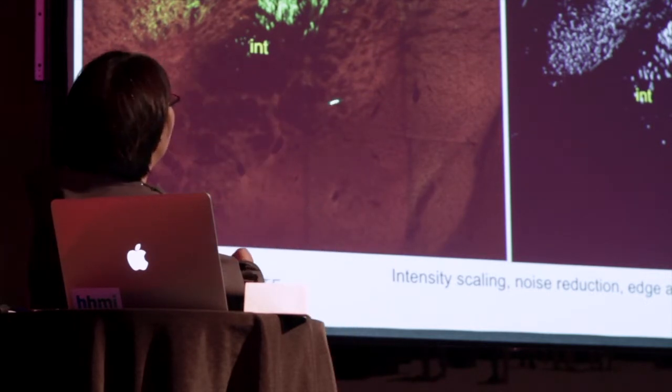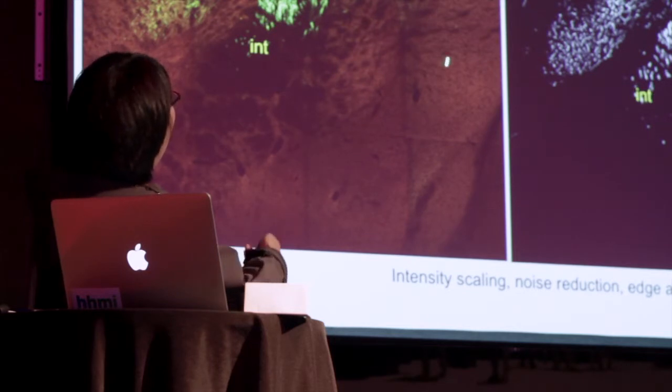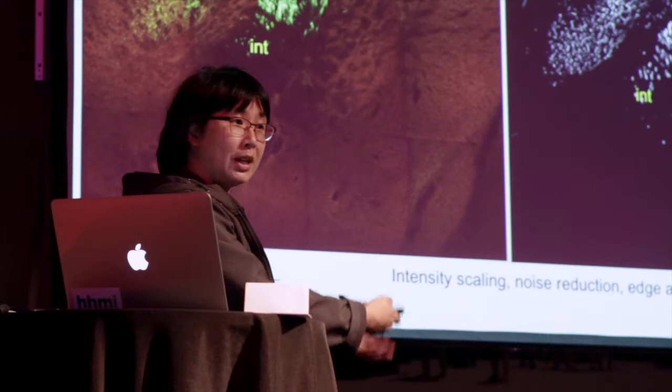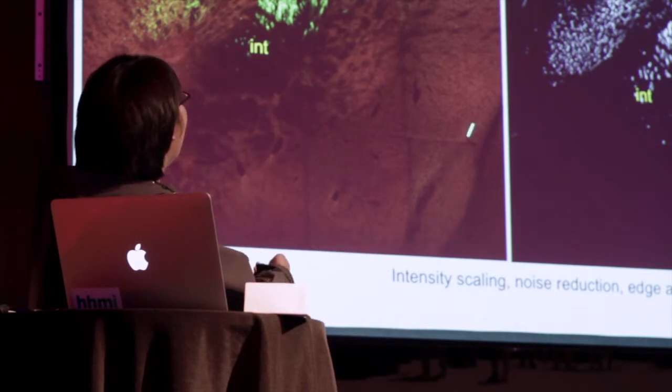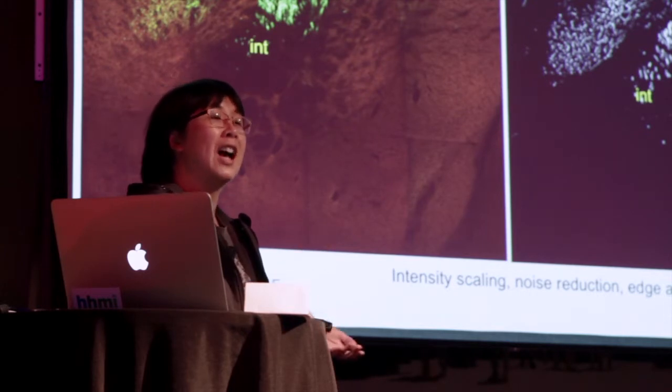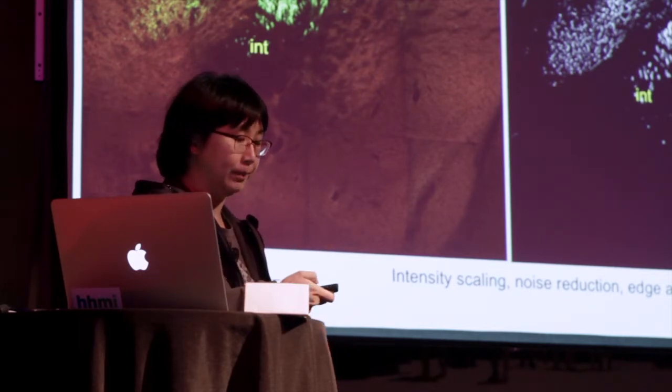You can see there's per-tile inhomogeneity. The fact that this is orange means that there's high background in the green channel as well. And then this background changes depending on what part of the brain you're in. So you just can't do simple thresholding.